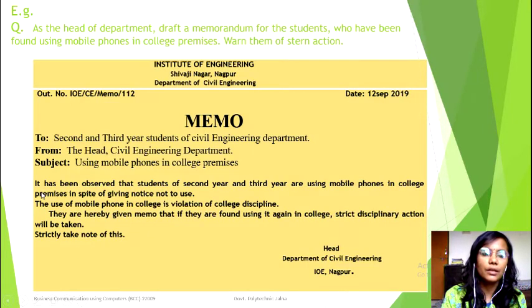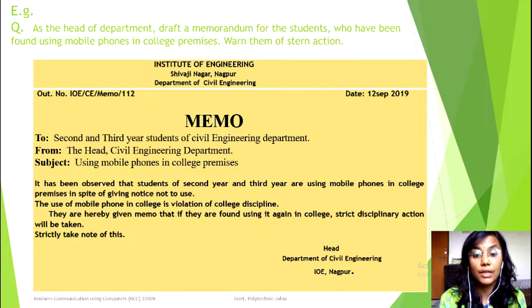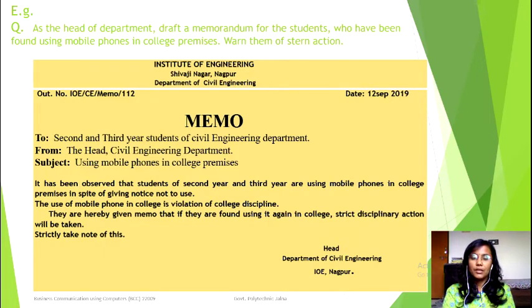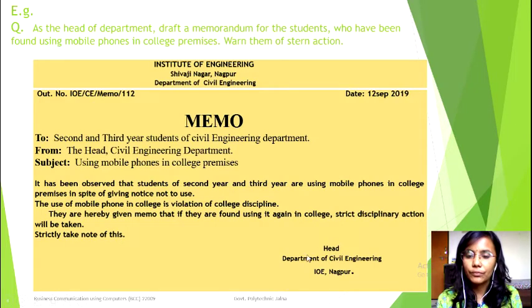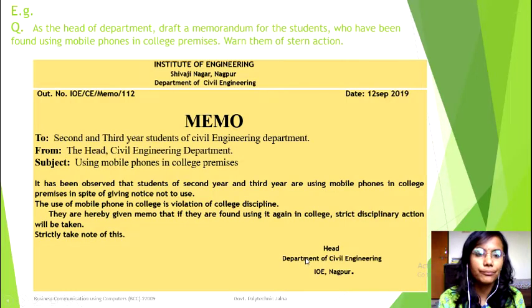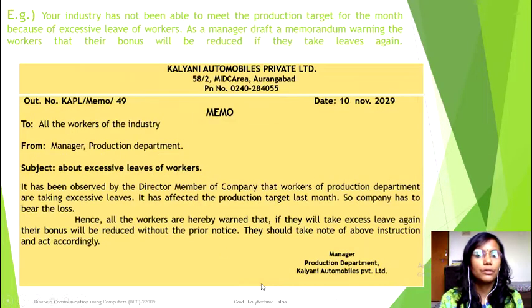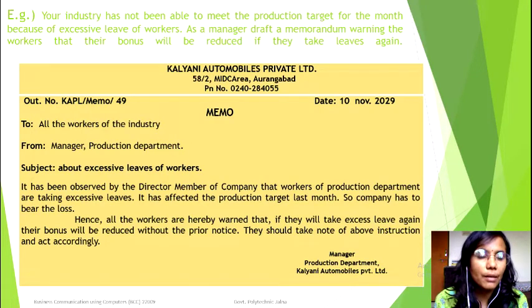Now we'll read this. It has been observed that students of second year and third year are using mobile phones in college premises in spite of notice given not to use them. The use of mobile phones in college is a violation of college discipline. They are hereby given a memo that if they are found using them again in college, strict disciplinary action will be taken. Strictly make note of this. Again, the memo by the head of department, with signature and name. This is what a memo is.